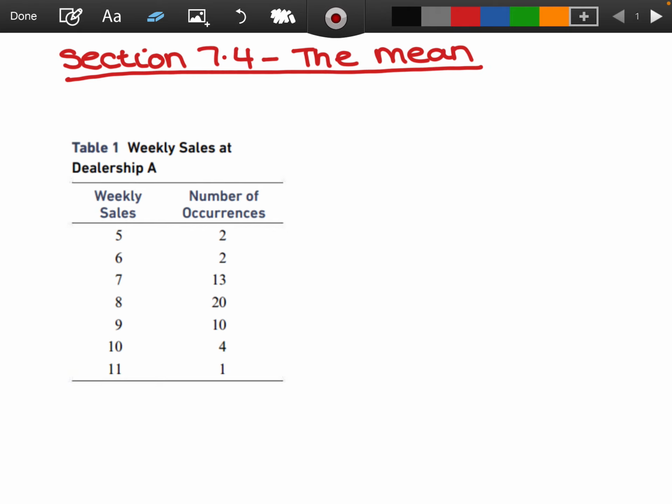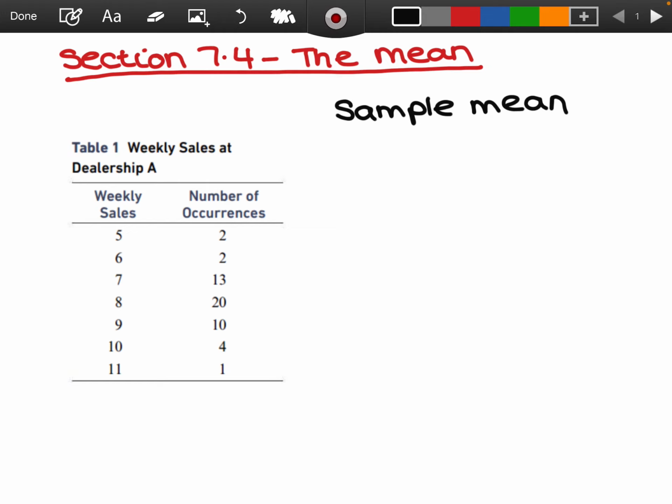So first of all, I want to look at sample means. A sample mean is where you take a sample of particular things. In this particular example, we are looking at cars and weekly sales of cars. We've looked at this problem before. And then I am going to look at what is the mean of that sample. So in this case, what is the mean amount of weekly sales for cars for this particular dealership?